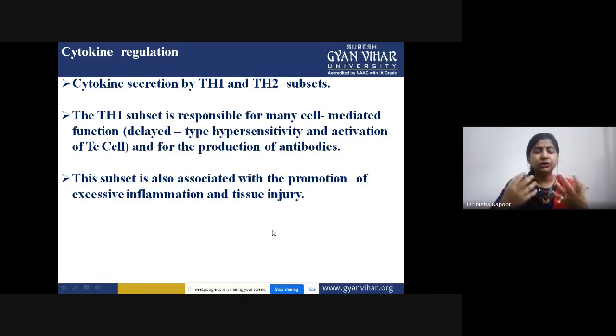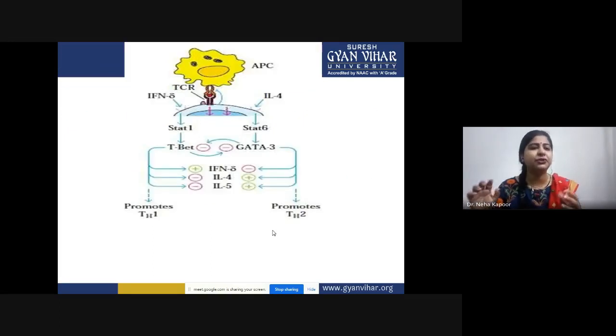So how is this cytokine-mediated regulation or immune induction regulated? Cytokine secretion by T helper 1 and T helper 2 subsets are the major contributors of cytokines. The T helper 1 subset is responsible for many cell-mediated functions, for example, delayed type hypersensitivity and activation of cytotoxic T lymphocytes. For the production of antibodies, this subset is also responsible for the promotion of excessive inflammation and tissue injury. So this was the complete pathway of it.